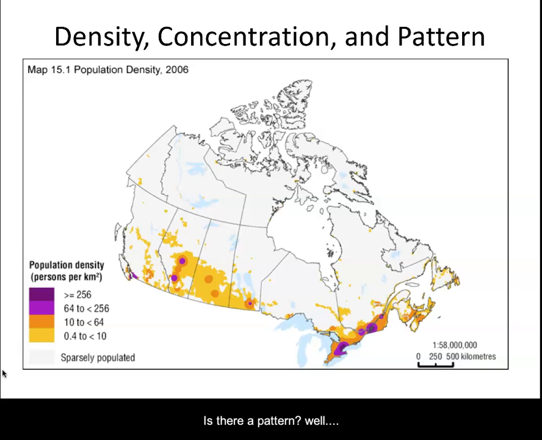And then is there a pattern? Well, not really. I mean, you can see there's a lot of people along the Great Lakes and along the St. Lawrence Seaway, but then there's also some in the middle in Winnipeg. And then when you get out west, there's Edmonton and Calgary. And those aren't really located along the waterways. So there's some organic pattern to that, not a geometric pattern.